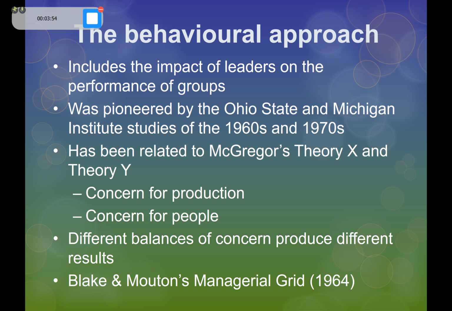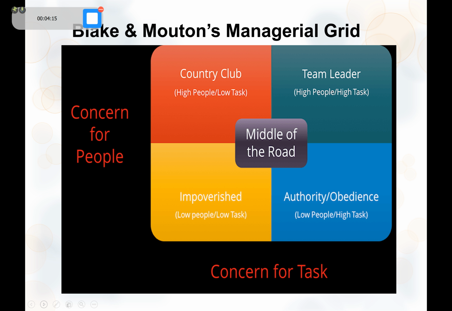So Blake and Mouton take this idea of managers either having a strong focus on getting the job done or a strong focus on people. Where McGregor had the two split, Blake and Mouton were actually more concerned with trying to make sure that both are happening. So they developed this grid, and typically you would fill in a questionnaire and you would plot your responses on a grid, which would then place you in one of these different categories.